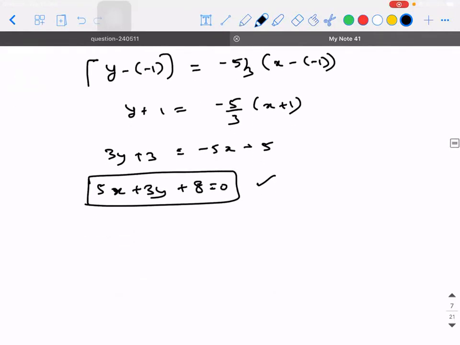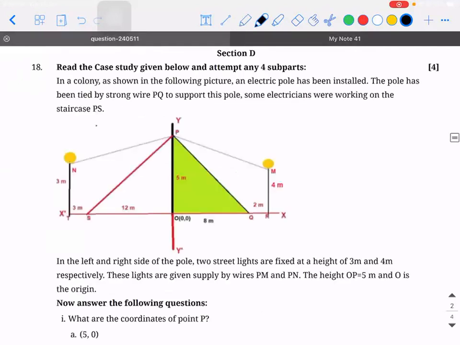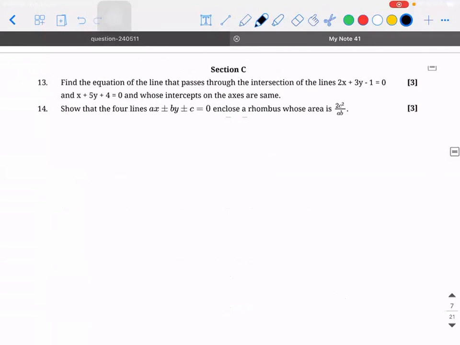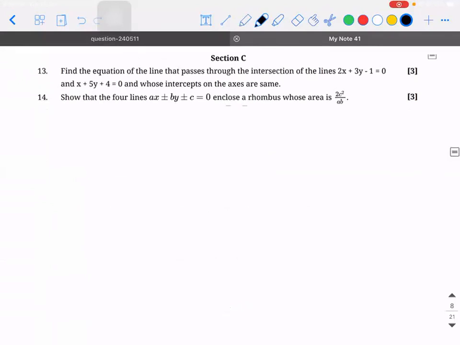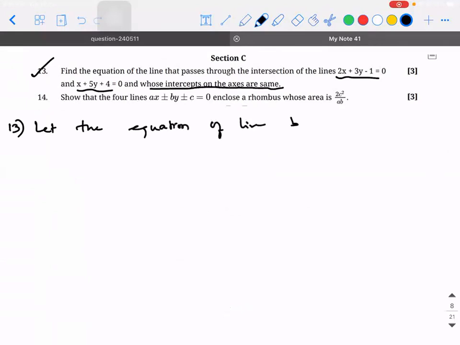Okay. Next. Thirteenth. Find the equation of the line that passes through the intersection of these two lines and whose intercepts on the axes are the same. So for the 13th question, let the equation of the line be x by a plus y by b is equal to 1. Can I write it like this? But what is given? Can someone tell me why I used this equation?